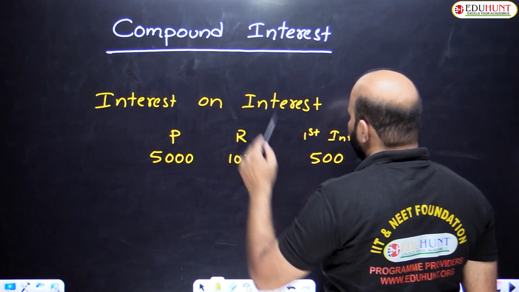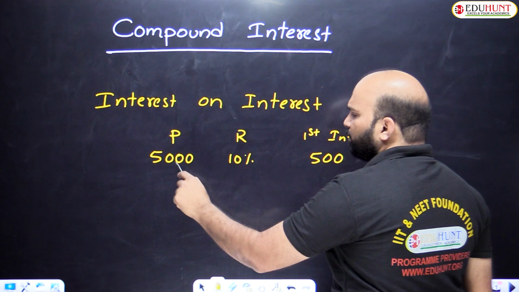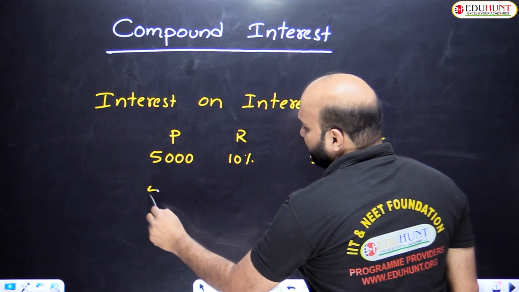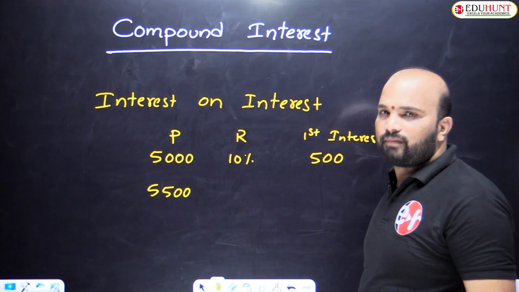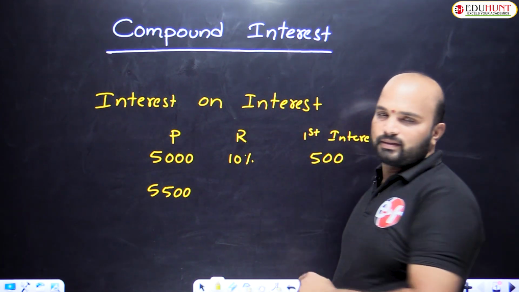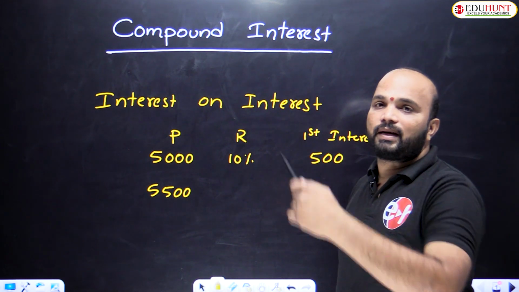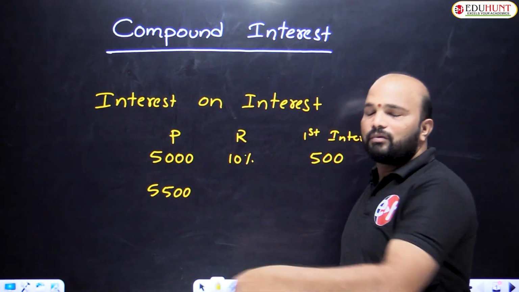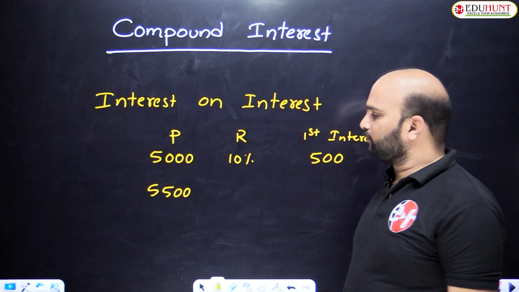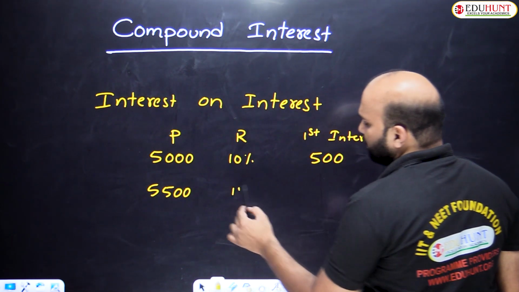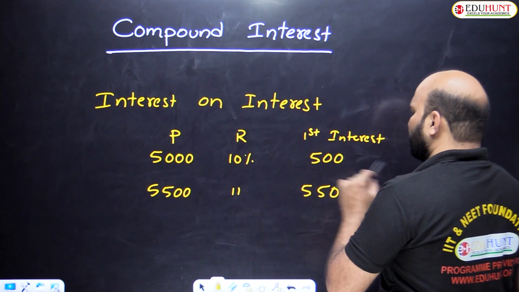So according to compound interest, the interest at the end of the first year should be added to the principal. The total will become 5,500. This is called the amount. So how will you get the amount? Principal plus interest is called amount. So again it is the principal for the second year. Every amount will become the principal for the next time. That is called the compound interest concept. So again we have to calculate 10%. What is the 10% value? 550.